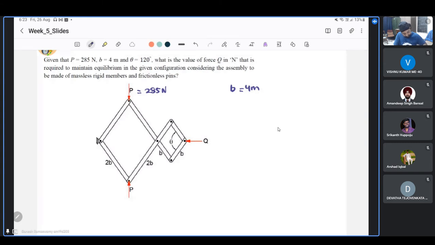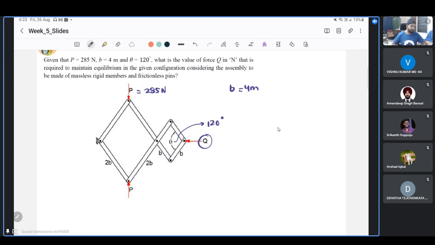And this theta is given to be 120 degrees. So what is the value of this Q? What is the value of this force Q in Newton that is required to maintain the system in equilibrium such that theta is maintained at 120 degrees? We are supposed to maintain this at equilibrium such that theta is 120, considering all these to be massless.